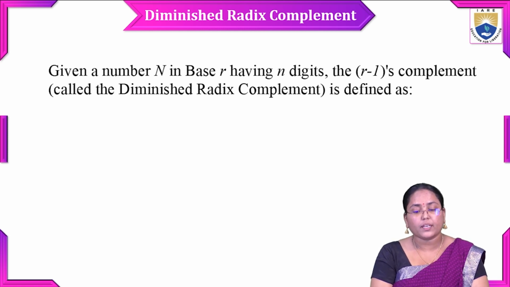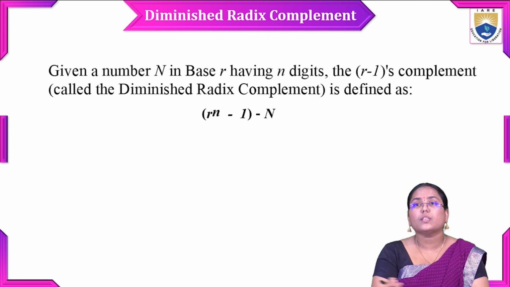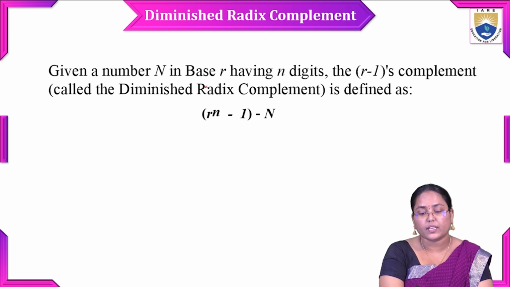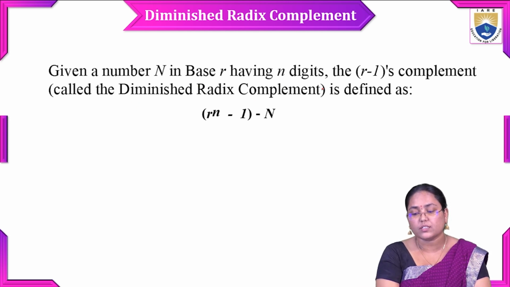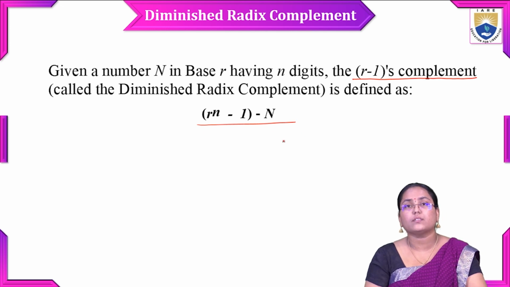Given a number capital N in base R having n digits, the R minus 1's complement is defined as R to the power n minus 1 minus capital N. So for the particular number capital N in base R having n digits, the R minus 1's complement is defined by this value. This is nothing but the diminished radix complement.